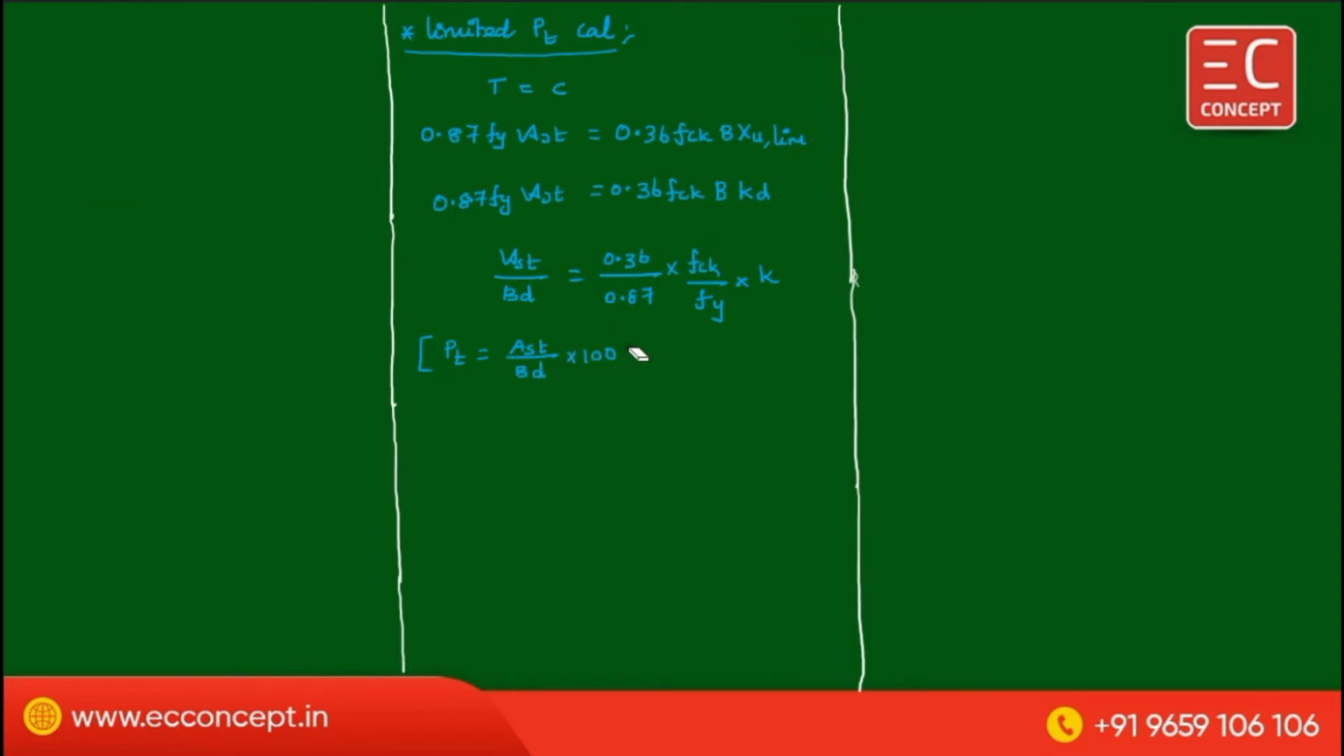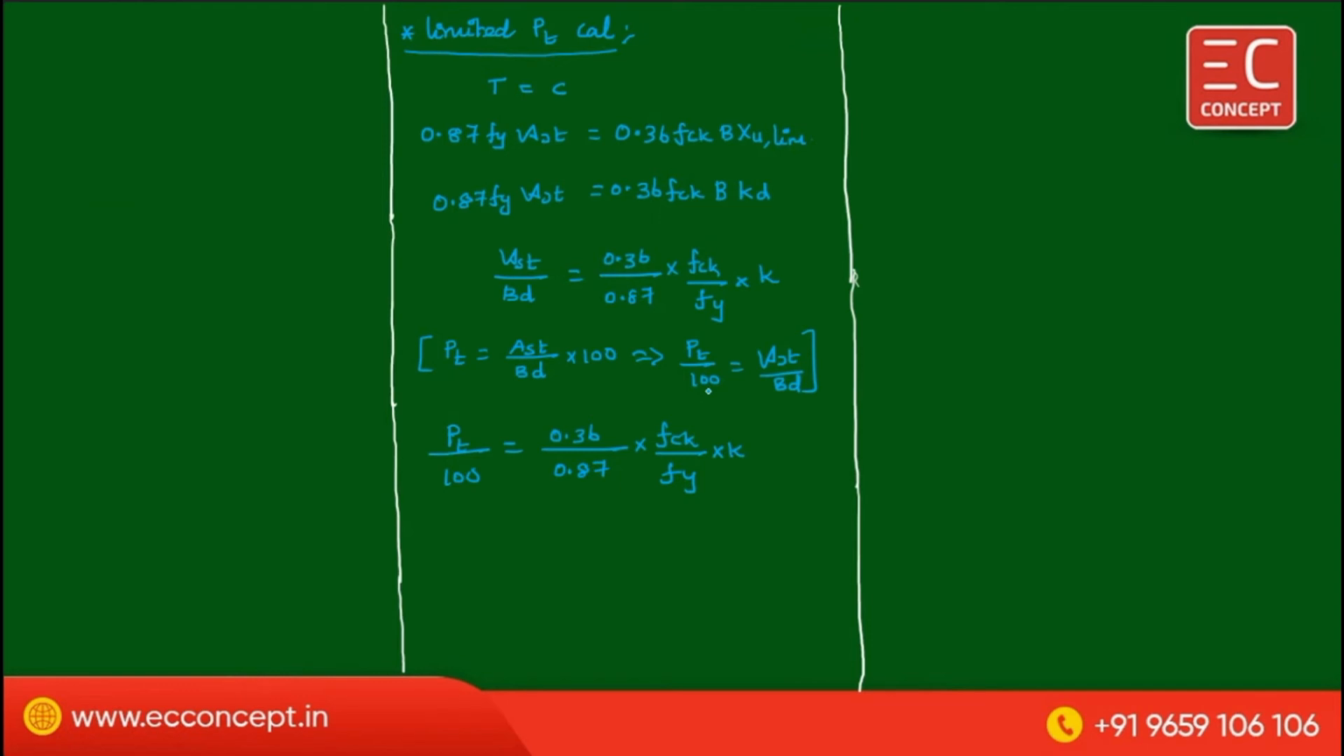So we can write AST by BD is equal to PT, the percentage of reinforcement, divided by 100, is equal to AST divided by BD. Substituting this here, therefore PT divided by 100 is equal to 0.36 divided by 0.87 into FCK divided by FY into K. So this is the important thing.